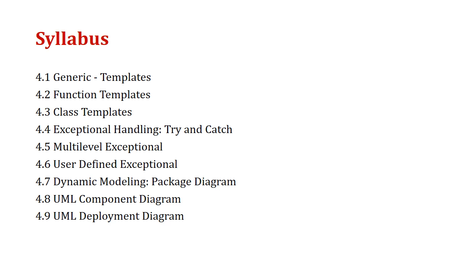So this is the syllabus we are going to discuss one by one. First one is generic and template, that is the introduction of the template. Next, the function templates, then class templates. And next, we are going to discuss the exception handling mechanism, that is try and catch. Then multi-level exceptions and user-defined exceptions. Then we are going to discuss dynamic modeling, that is package diagram, UML component diagram, UML deployment diagram.